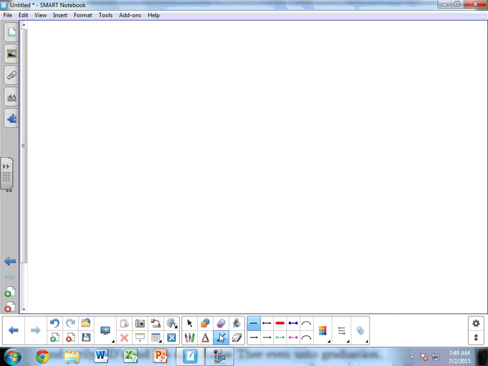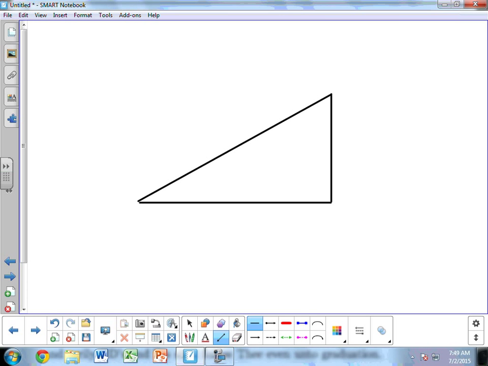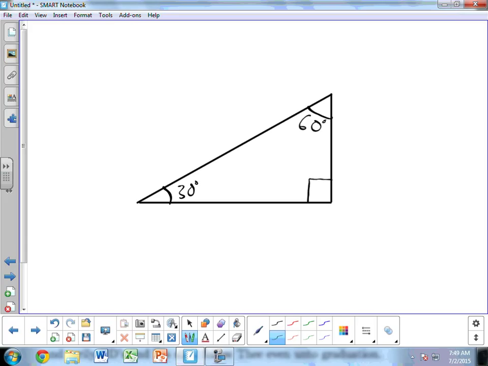So if we do another one, and this time, of course, we'll change it up. This will again be a 30 degree, 60 degree, 90 degree triangle. But this time, let's say that we know the small leg to be 4. If the small leg is 4, it is half of the hypotenuse. Because remember, this is half of an equilateral triangle.